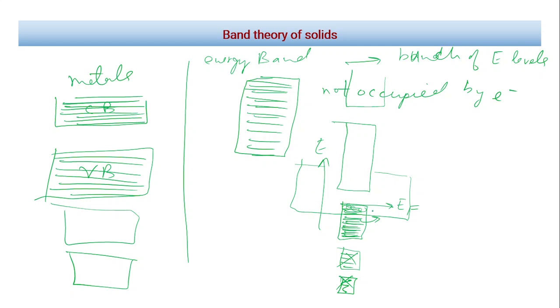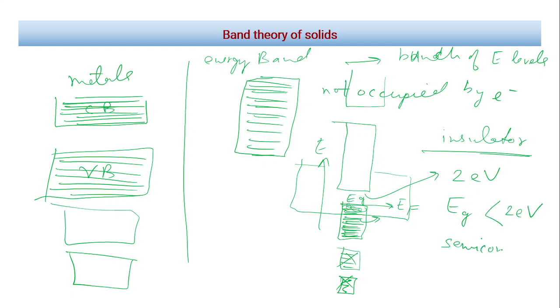So the top of occupied energy level and the lowest of unoccupied energy level, when the gap between them is more than 2 electron volt, then we call that material or that solid an insulator. Okay, and when this energy band gap, which we also represent as Eg, is less than 2 electron volt, we call it semiconductor.